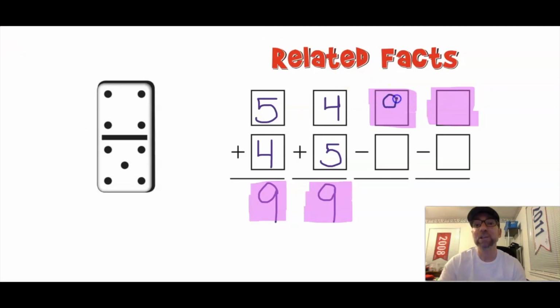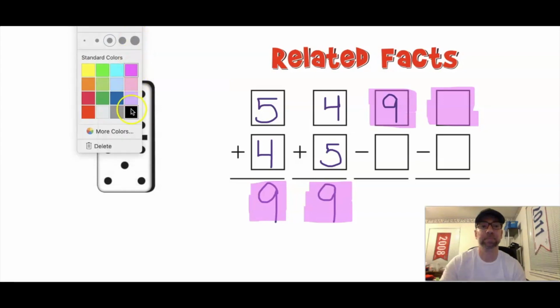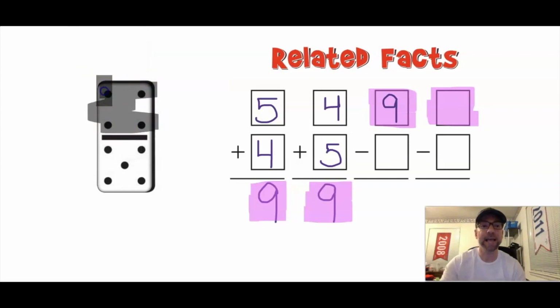9. So if I had 9 dots and I took 4 dots away, I'm going to take those dots away. Look at that. I took them away. How many dots do we have left? 1, 2, 3, 4, 5. Notice the same three numbers are used. A 5, a 4, and a 9. 4, 5, 9. 9, 4, 5. It's the same numbers. They're just in a different order.